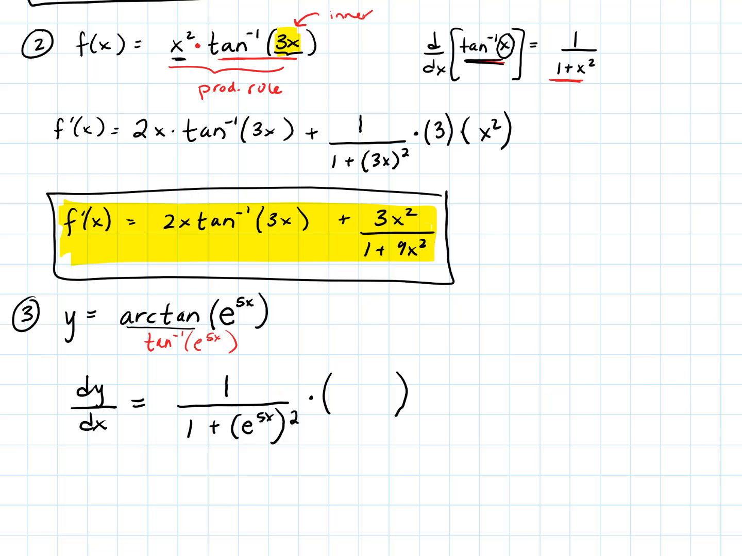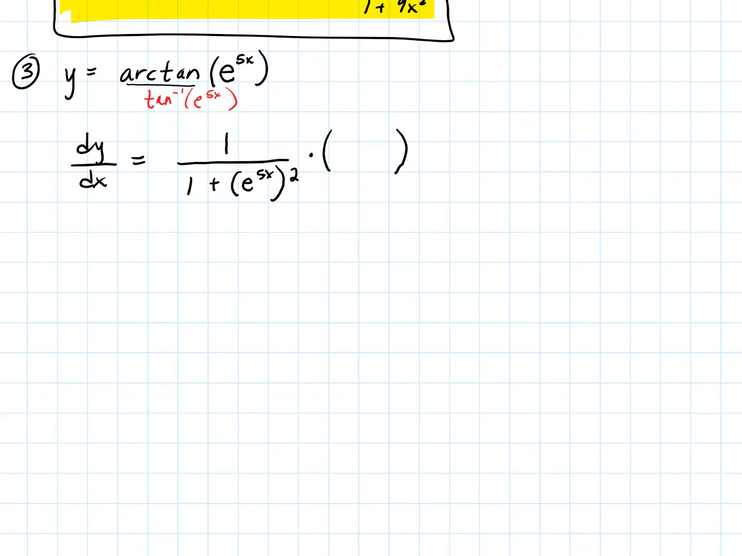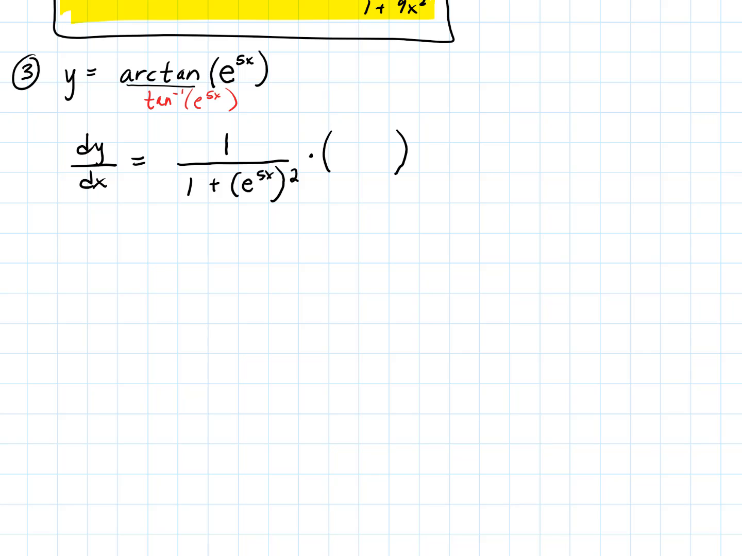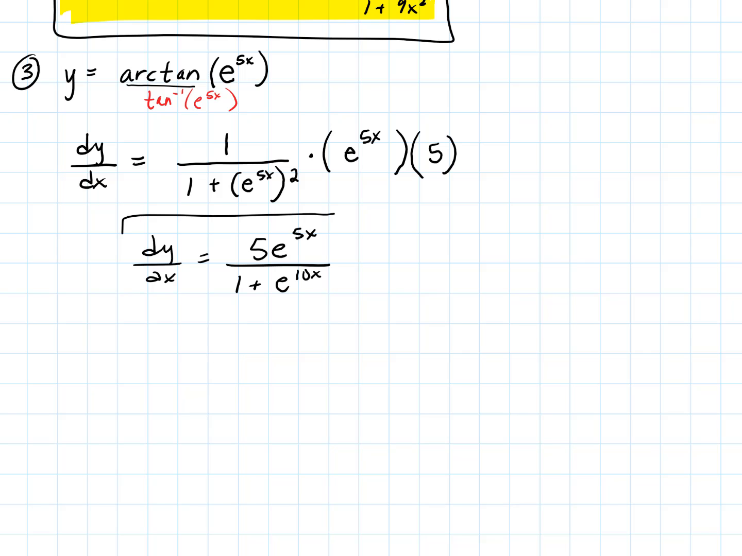Then we have to multiply. Now we have to peel away the layers through chain rule. So now we have to multiply by the derivative of e to the 5x. Well, the derivative of e to the 5x is just e to the 5x times the derivative of 5x, and the derivative of 5x is 5. And so our derivative here will become 5e to the 5x over 1 plus, when I raise a power to a power here, we multiply, so this is e to the 10x to simplify. And there's our derivative of the arctan of e to the 5x.